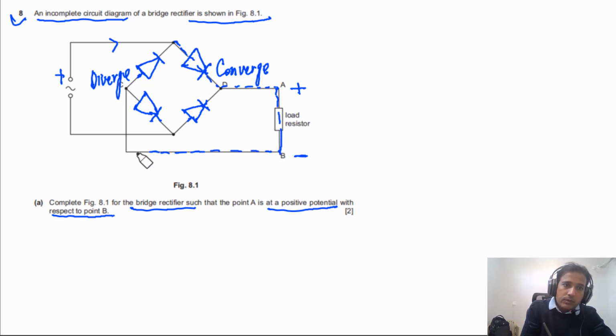Then it will go like this, and at this point current cannot flow this way because this point is at high potential and this point is at low, and current cannot flow from low to high. Always current flows from high to low. So current will not go this way, it will pass through this diode and come back. You don't need to draw these dotted lines, you just need to draw these 4 diodes.